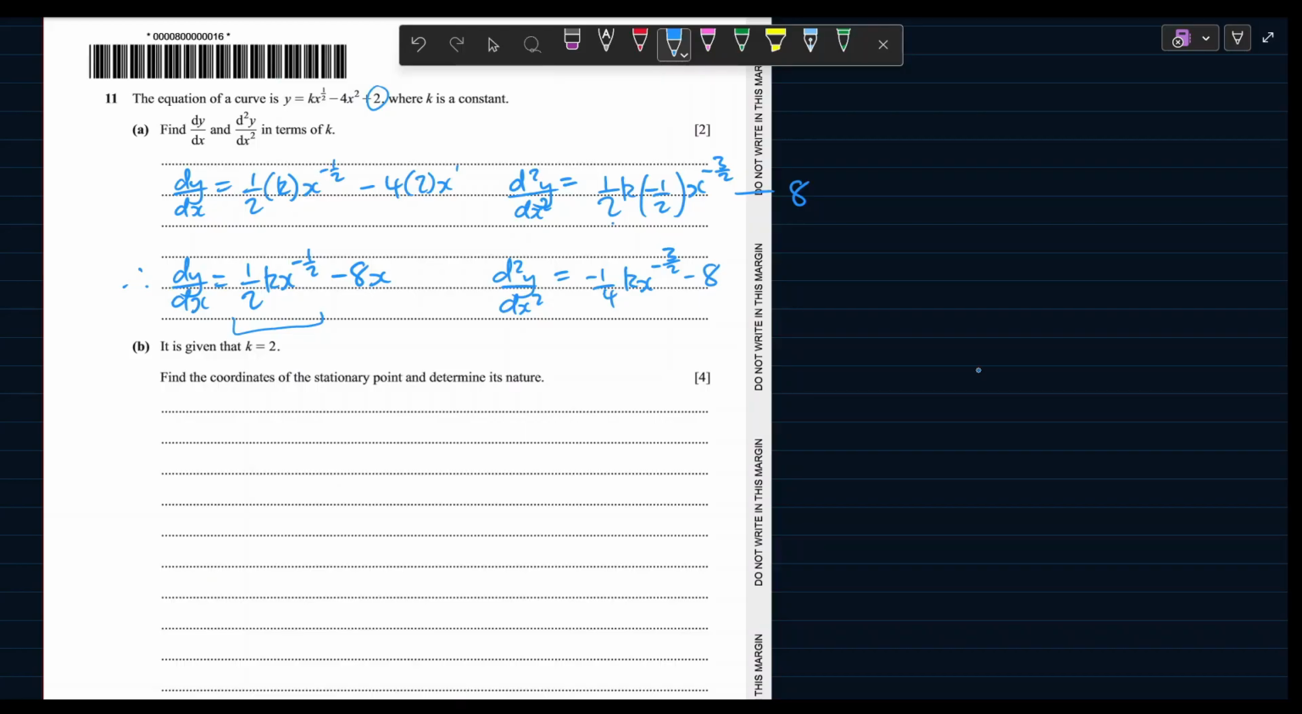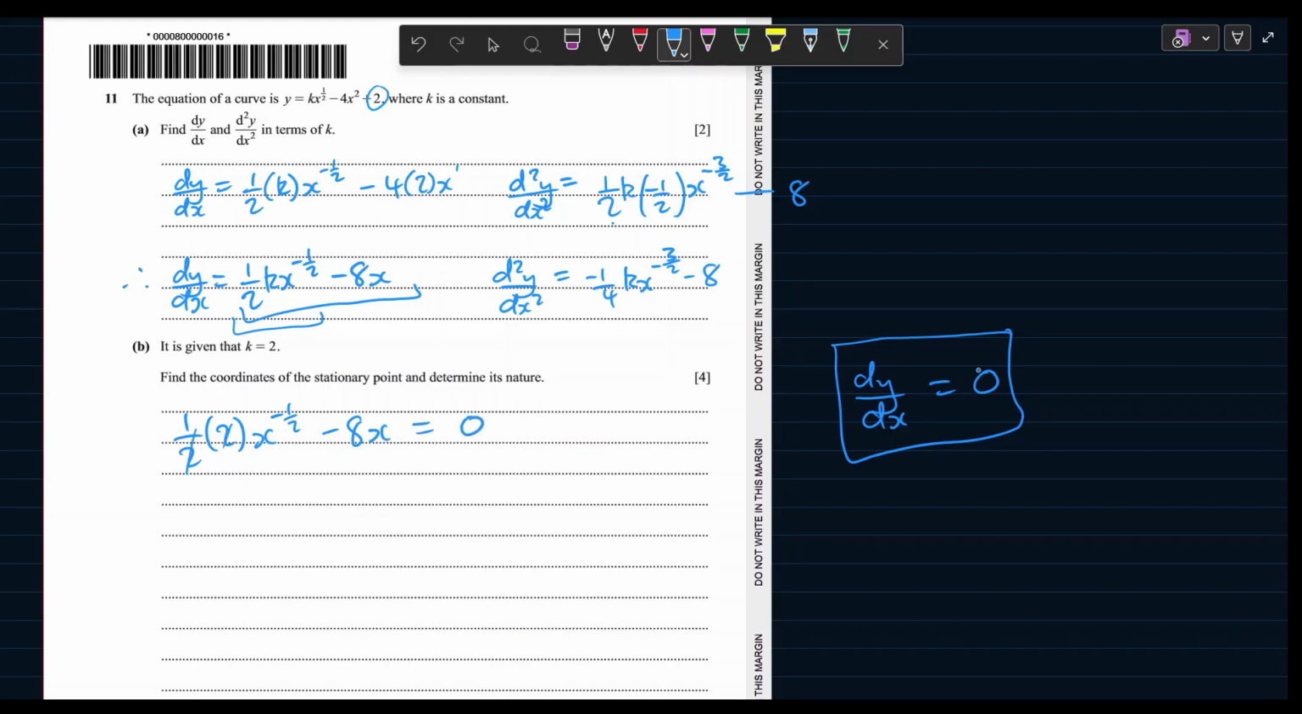Part B, it is given that k is 2, find the coordinates of the stationary point and determine its nature. So to get the coordinates of a stationary point, it means that dy/dx is 0. At a stationary point, dy/dx is 0. So we need to solve that equation. And we now know that k is 2. So we can rewrite our dy/dx as half times k, which is 2, x to the negative half minus 8x, and this should all be equal to 0.